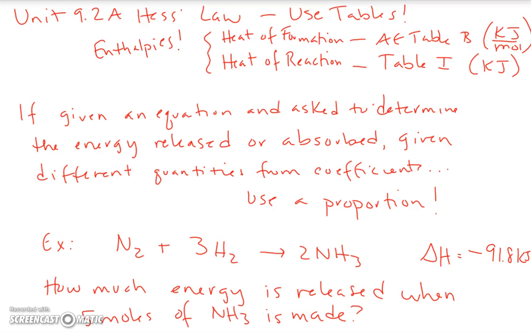There are two reference tables, and both show enthalpies. Reference table B shows you heats of formation. Heats of formation basically show you the energy either absorbed or released when you form 1 mole of the substance, so therefore the unit is kilojoules per mole.